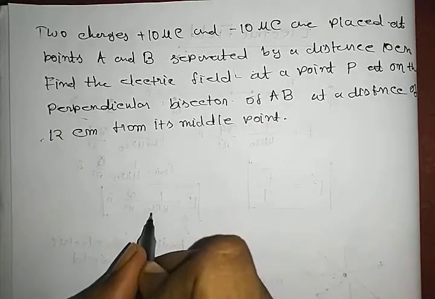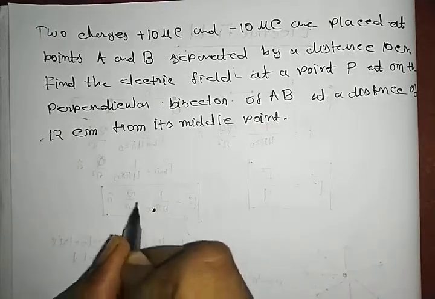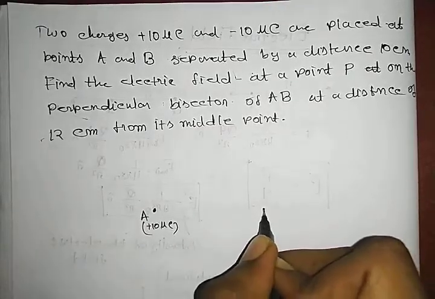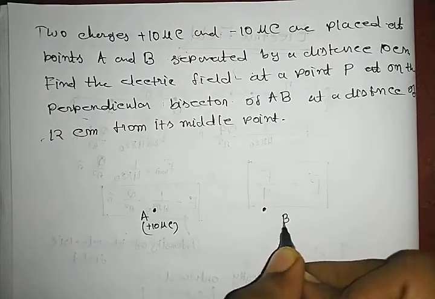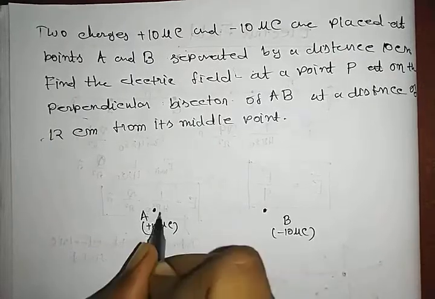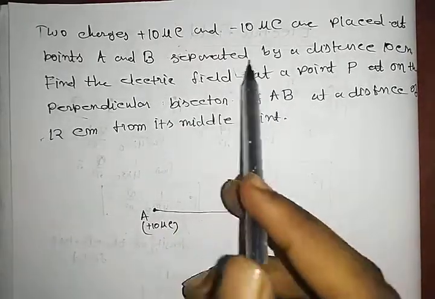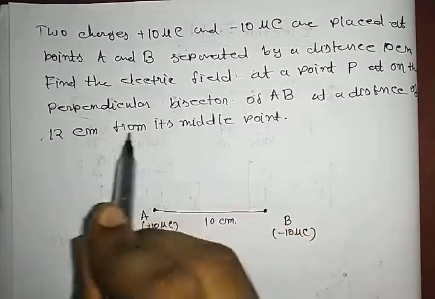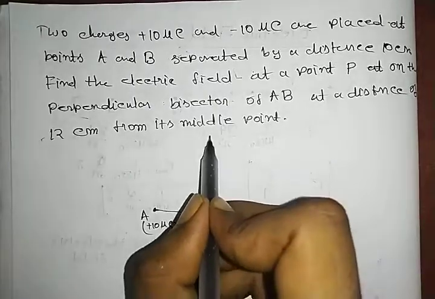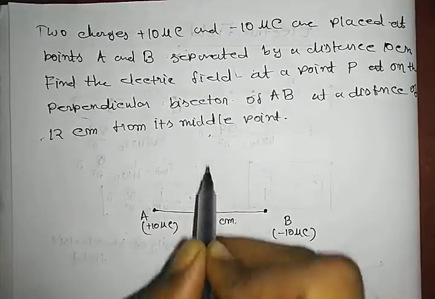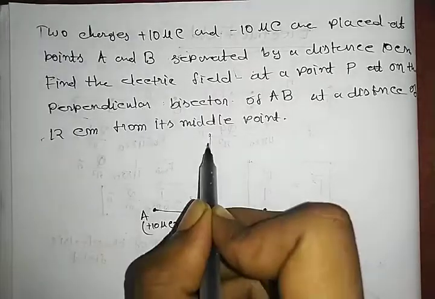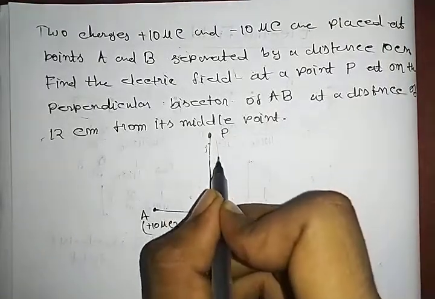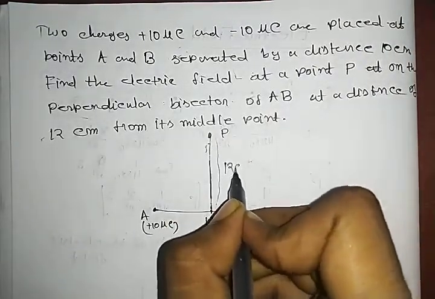So here are two charges. Here is the plus 10 microcoulomb one. I will consider this as A, and suppose here is a B charge. They are separated by a distance of 10 centimeters, and P is on the perpendicular bisector. Let us consider this point as P, and this distance is 12 centimeters.